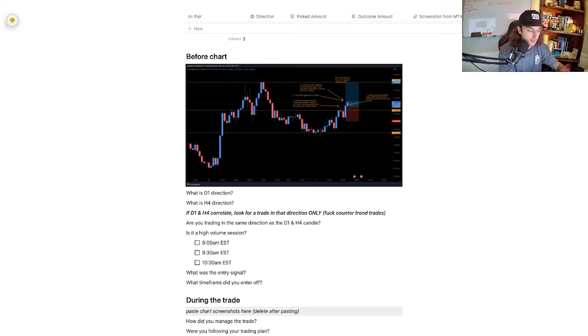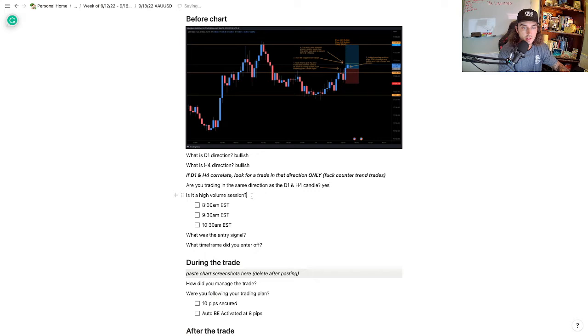So what is the daily direction? And keep in mind, I'm also looking at this based on current and previous. The previous daily candle is what I'm most focused on. If you have a bullish daily candle that printed yesterday, it's a very high probability that today's candle is going to turn bullish as well. So in this case, it was bullish. The previous daily candle was bullish. The previous 4-hour candle was bullish. So I was really only looking for buys here. So yes, I was trading in the candle direction.